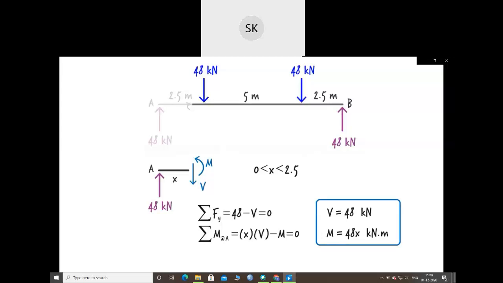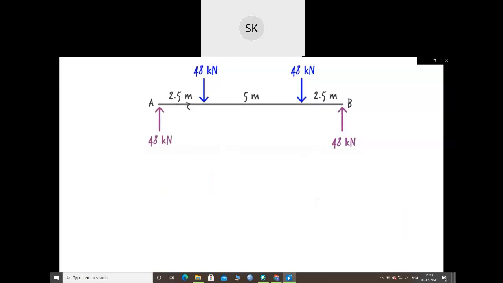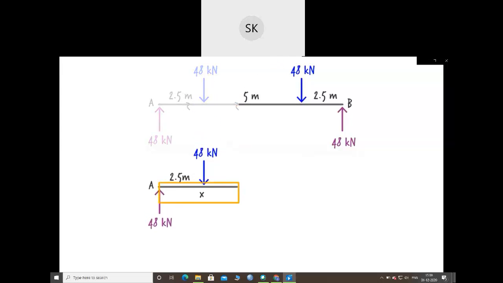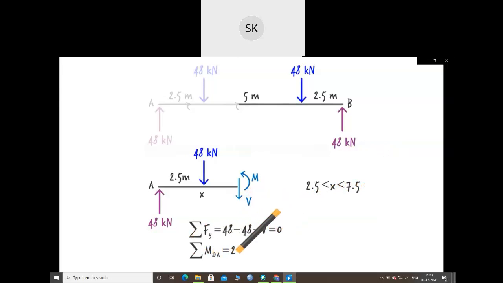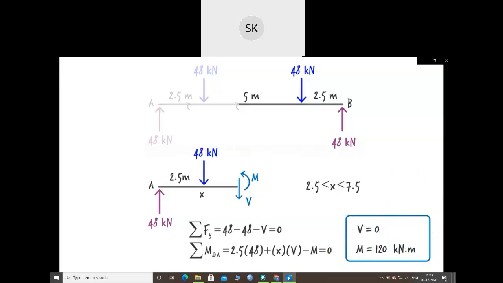Now that we have the shear and moment equations for the left segment of the beam, we are ready to write a similar set of equations for the beam's middle segment. Cut the beam at some arbitrary distance from the origin and label the length of the segment x. Here too, we are going to show shear and moment at the cut point as V and M. We can get the shear and moment equations for the segment by writing the equilibrium equations and solving them for V and M like this.